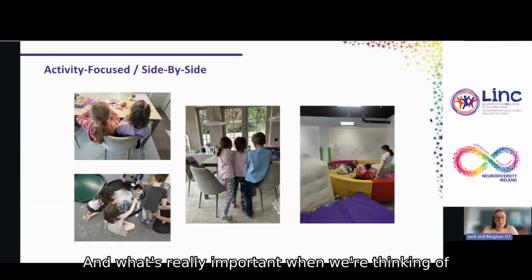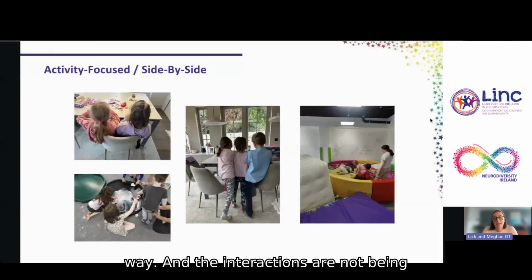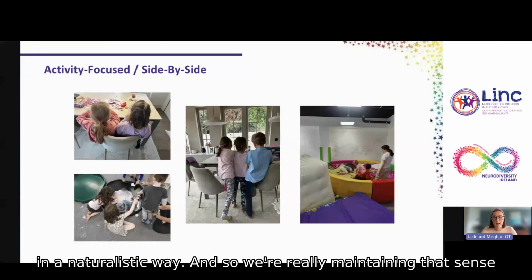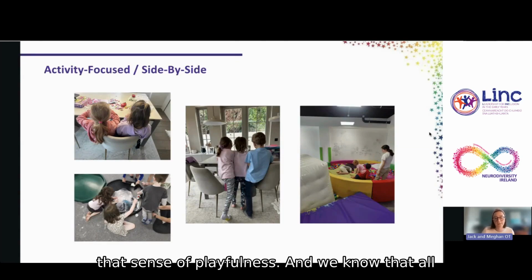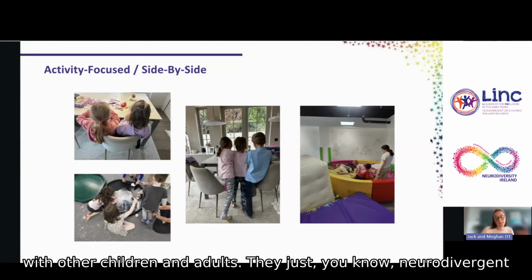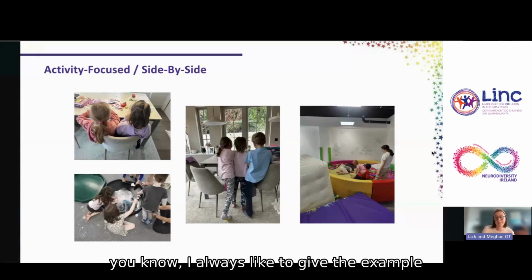And what's really important when we're thinking of social play is that this type of connection is happening in a very naturalistic, intrinsically motivated way. And the interactions are not being forced by an adult to make kids socialize with each other. It's just happening in a naturalistic way. And so we're really maintaining that sense of control, which maintains that sense of playfulness. We know that all kids want to connect with other children and adults. Neurodivergent children just might connect in different ways to their neurotypical peers. And I always like to give the example as well, even for adults.